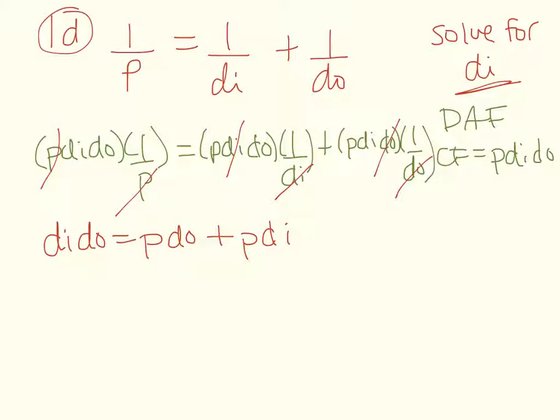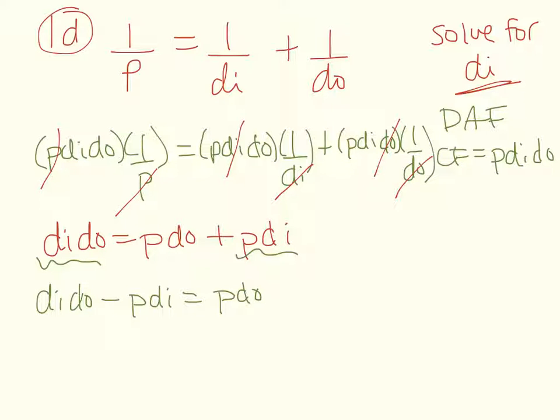And so now what I need to do is I'm at my add-in stage, and what that's referring to is we need to move all of our terms that have di to one side of the equation. So di d naught minus p di gives us p d naught.